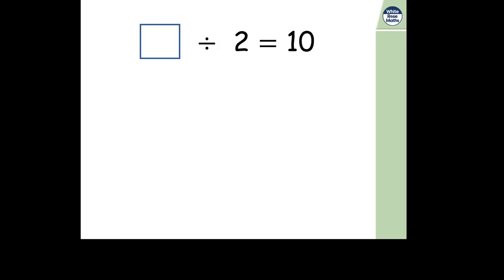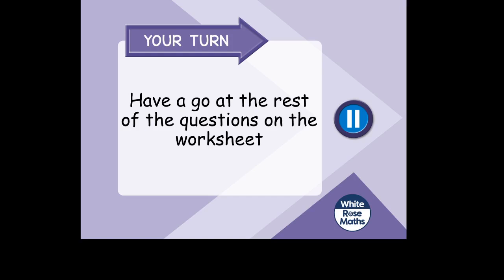Let's have another go then. So here we've got something divided by 2 equals 10. So we want to go back this way. We don't want to divide by 2, we want to multiply by 2. In other words, we need 2 groups of 10, which makes 20. And that is it for maths today.